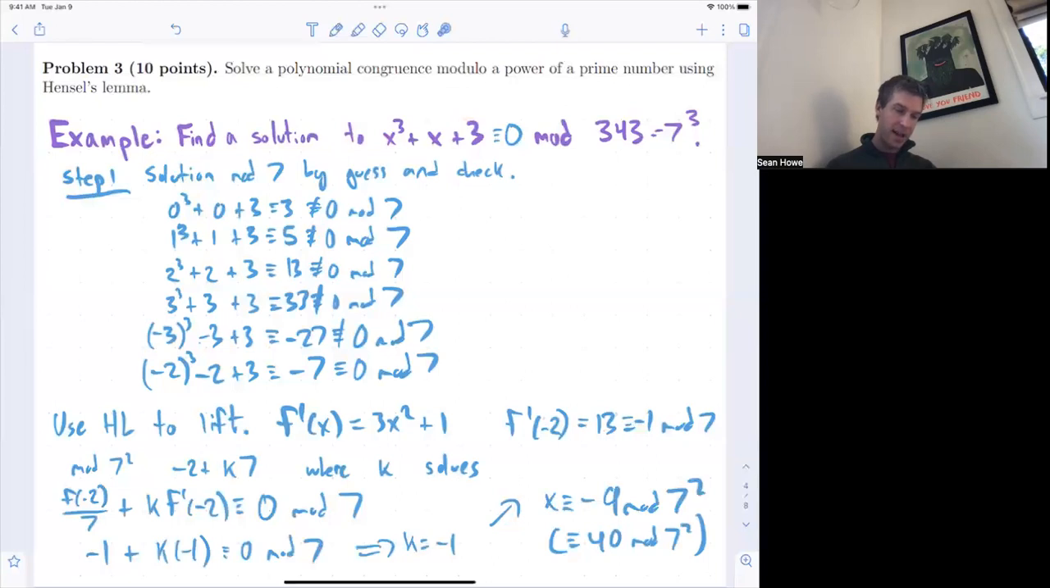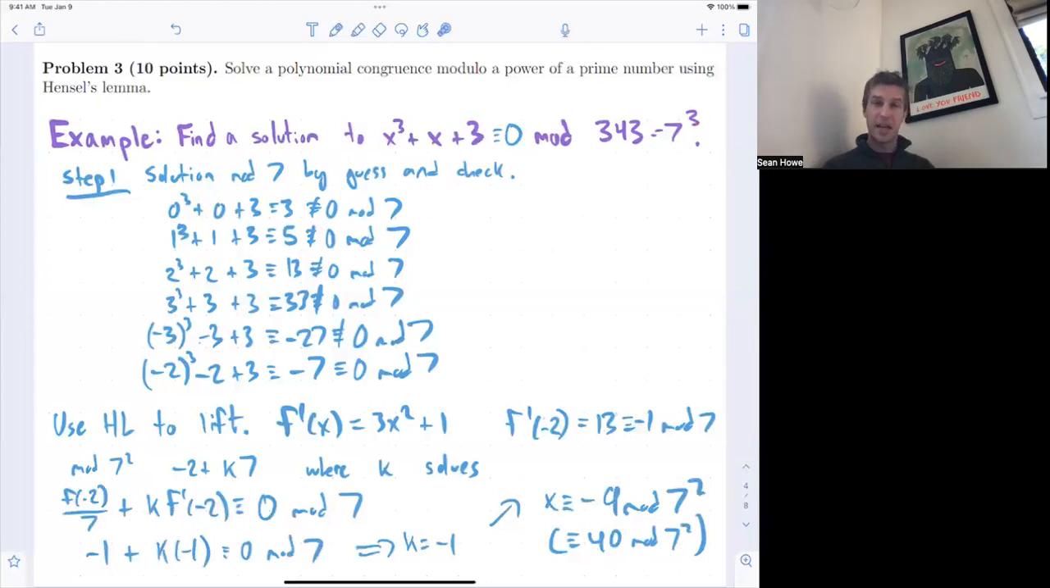Then you have to compute the derivative, but the equation you're solving to go up from 7 squared to 7 cubed is the same, so you still get just f prime of -2 here. So you'll be able to do this. If you go back over your homework, you'll see some examples where you did this. But that's the idea. So 40 would be my answer if I was computing mod 7 squared. You have to do some work to go up to 7 cubed still.